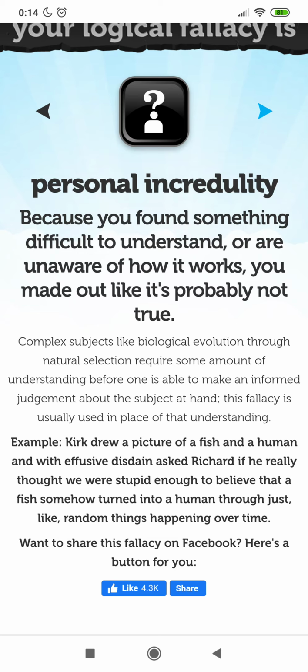Example: Kirk drew a picture of a fish and a human, and with effusive disdain asked Richard if he really thought we were stupid enough to believe that a fish somehow turned into a human through just, like, random things happening over time.